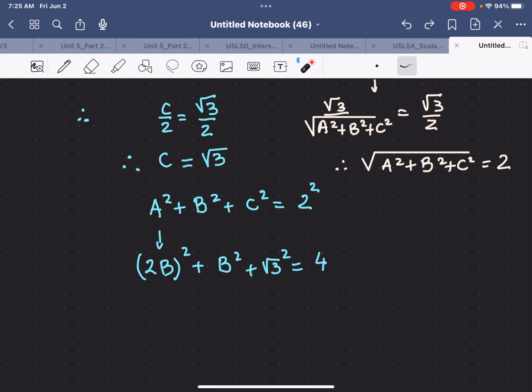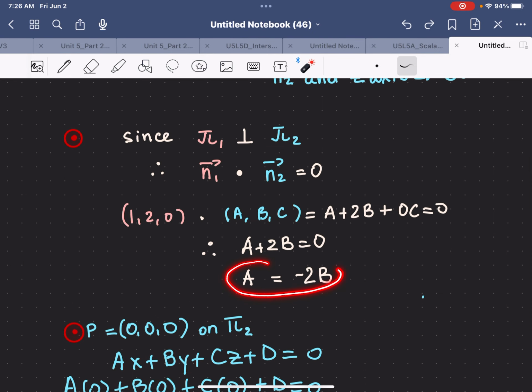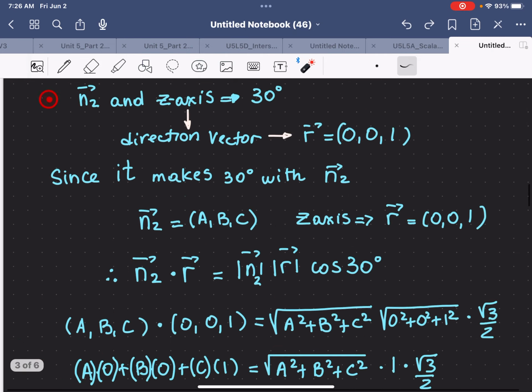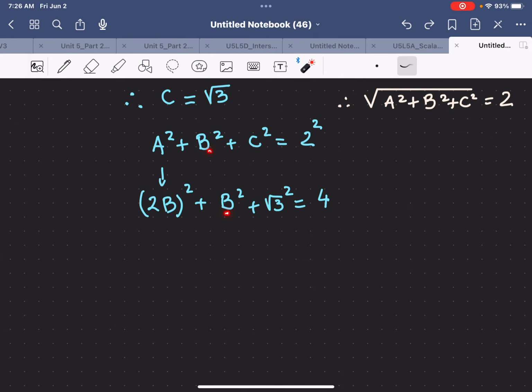Now remember that one of the relationships that we disclosed in the previous steps was that a was equal to negative 2b, but it doesn't really matter in this case because when squared you still get a positive number. So a is equal to negative 2b, and we used the fact that the two planes are perpendicular to each other, and b is b, so b squared, and then c is root 3 squared, so that would equal 4. So as you can see, we have arrived at an equation with a single variable.